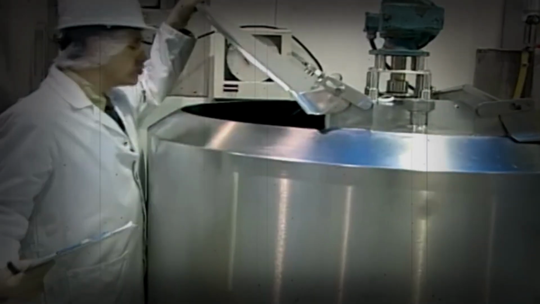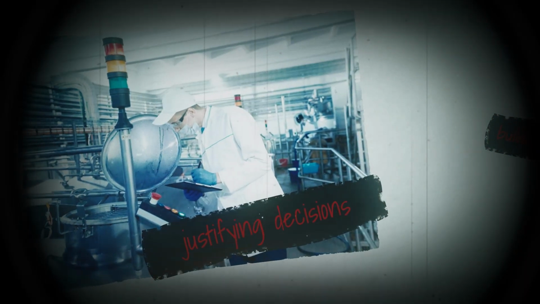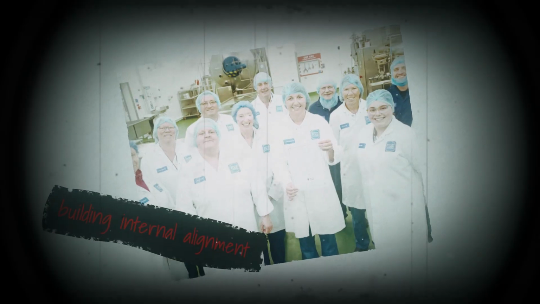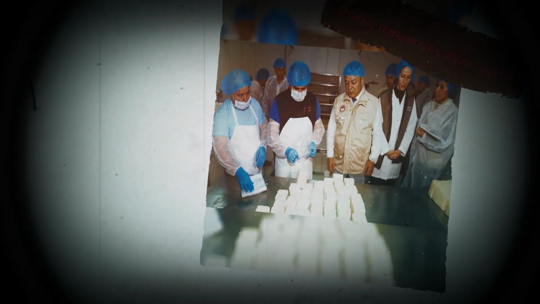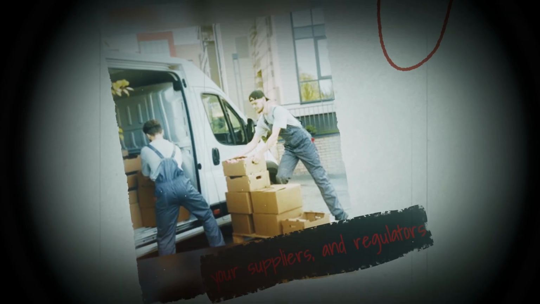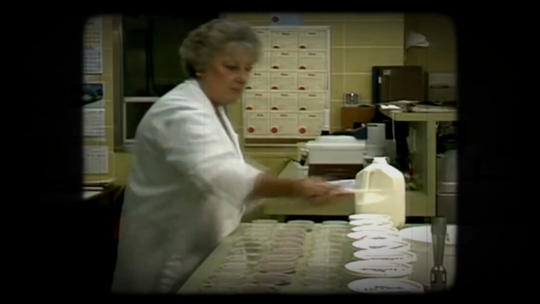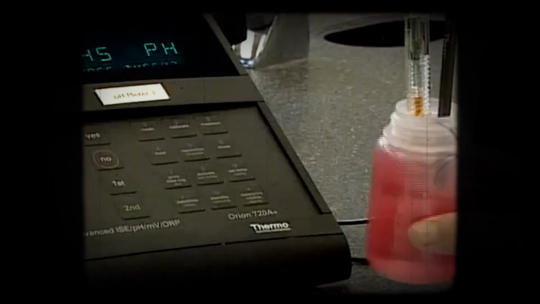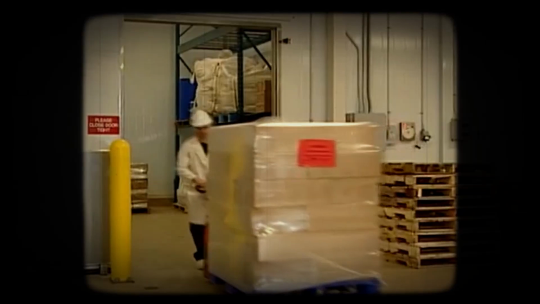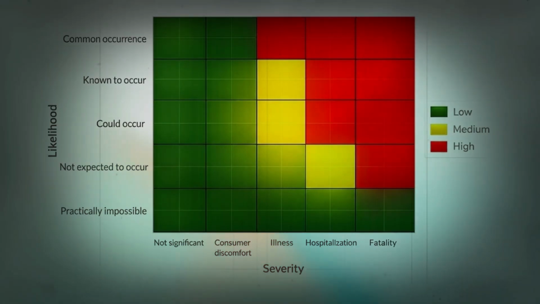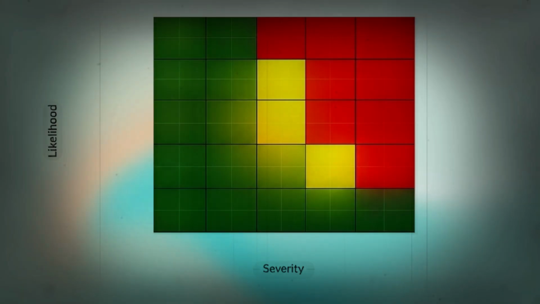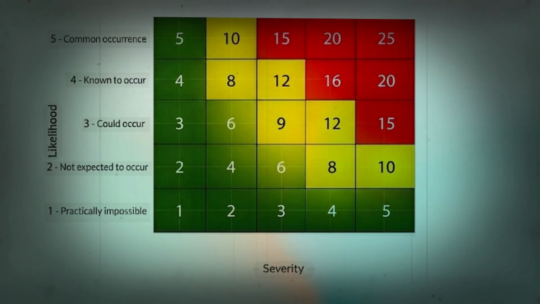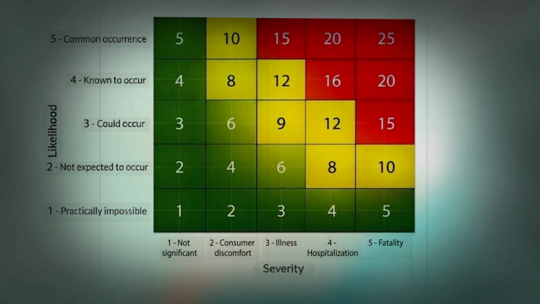And here's the best part. By using this method, you're not just classifying hazards, you're justifying decisions, building internal alignment, and creating transparency across your team, your suppliers, and your regulators. Before we dive into how to compare risk priorities across multiple items, let's pause for a moment. So far, we've seen how to build a better qualitative assessment and how to sharpen that with a semi-quantitative model that brings structure without complexity.